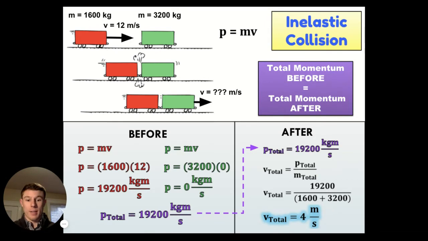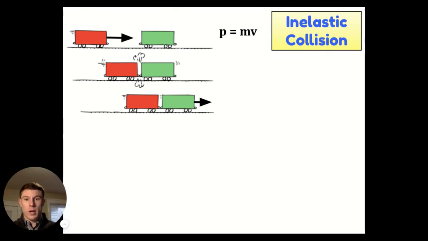So they're moving forward together. All right, so let's move on to one more example. We're actually going to keep the same exact problem with this red cart coming in with some velocity and hitting a green cart. They're going to combine in that same inelastic collision and continue on together.